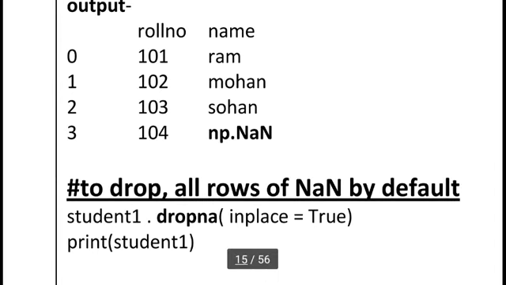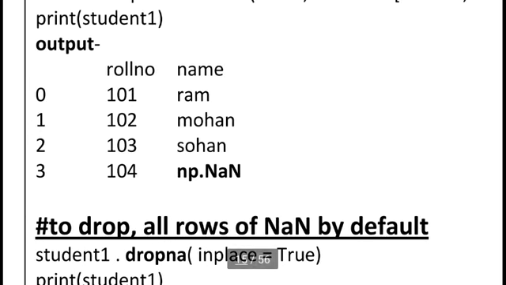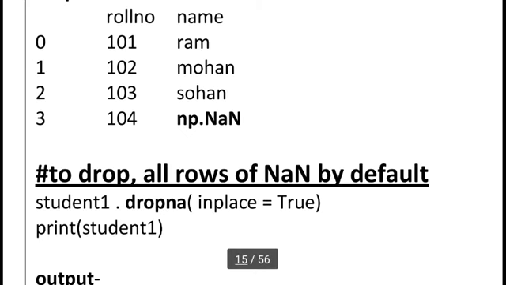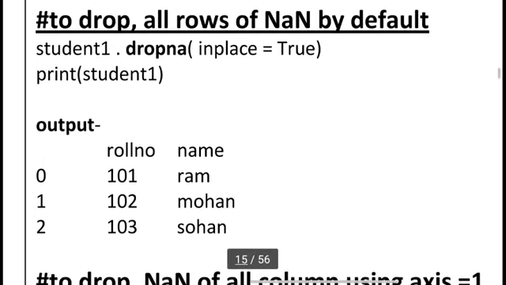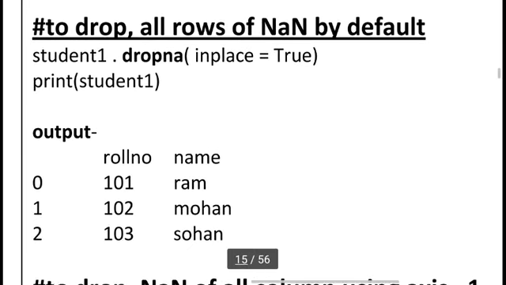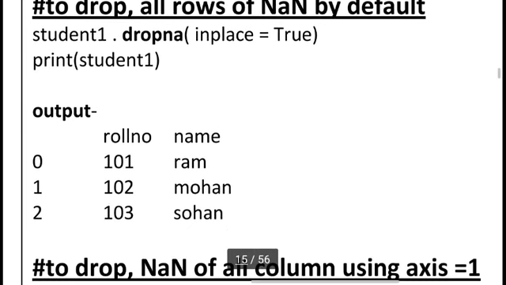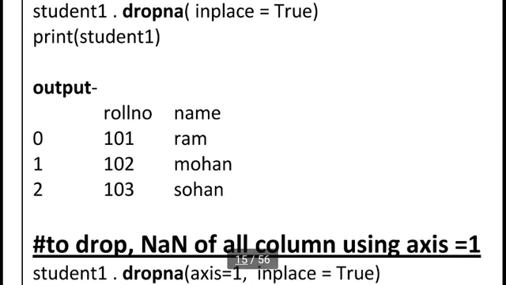But here I don't want to replace, I want to delete, to drop all the rows of NaN by default. Every row which holds np.nan I want to remove completely in the entire data frame. So here I am using student1.dropna and inplace equal to True, means directly change the original data frame. Here the original data frame is student1. So you can print student1. You can see 104, which held NaN, so the entire row has been deleted.